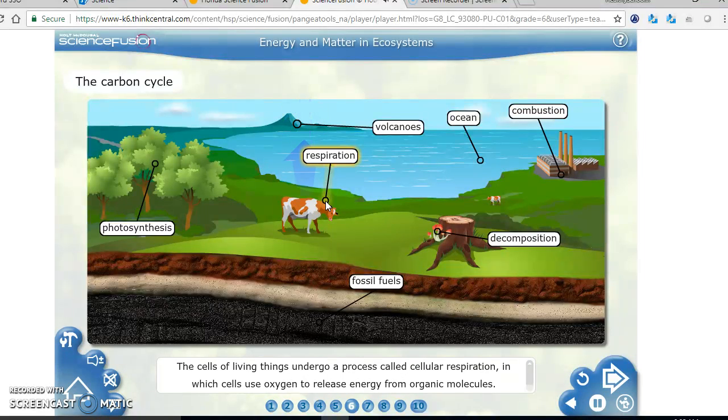Respiration is a source of carbon. The cells of living things undergo a process called cellular respiration, in which cells use oxygen to release energy from other organic molecules. During this process, the cells release carbon dioxide gas into the environment as a byproduct. By the way, it's not just animals that undergo cellular respiration. Plants do too, as do many other organisms.